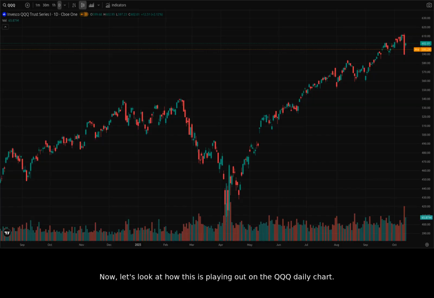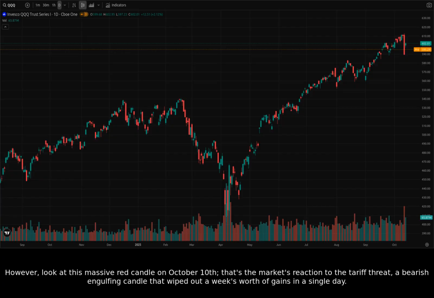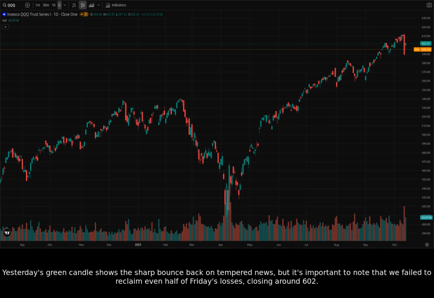Now, let's look at how this is playing out on the QQQ daily chart. From a long-term perspective, the trend has been strongly bullish for well over a year, culminating in an all-time high near 613 just last week. However, look at this massive red candle on October 10th. That's the market's reaction to the tariff threat, a bearish engulfing candle that wiped out a week's worth of gains in a single day. Yesterday's green candle shows the sharp bounce back on tempered news, but it's important to note that we failed to reclaim even half of Friday's losses, closing around 602.